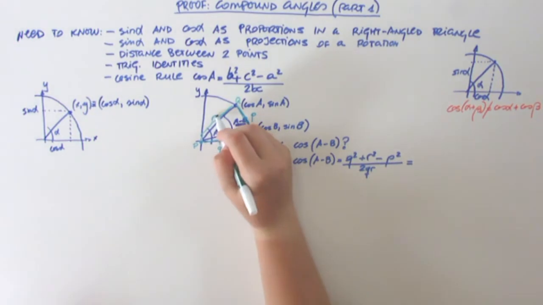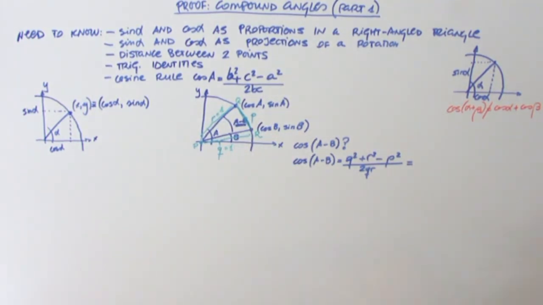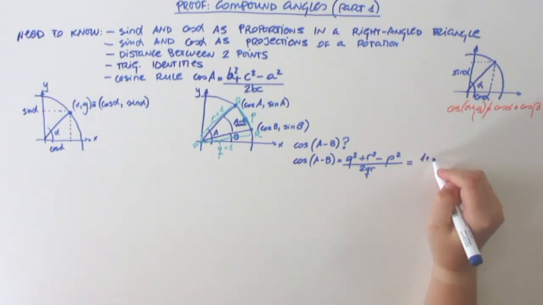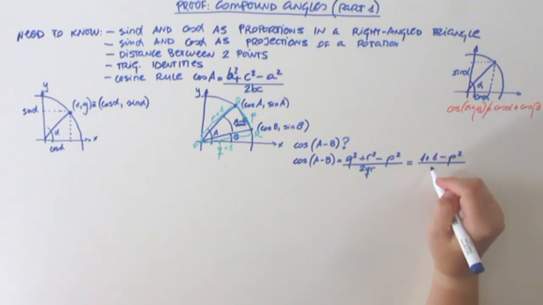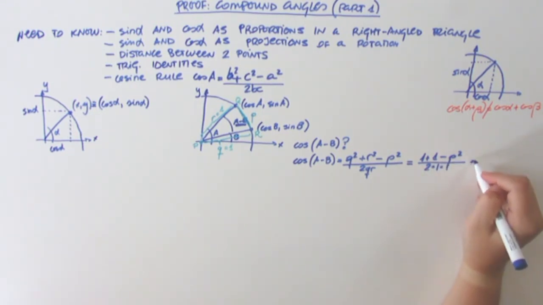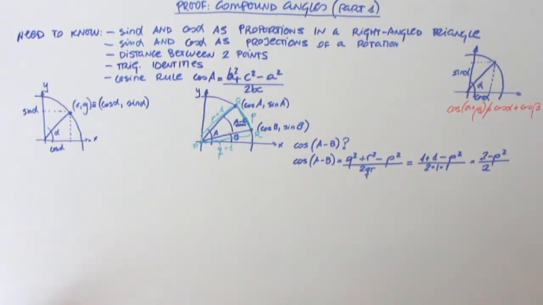So I can begin substituting, and I get Q squared equals 1, R squared equals 1, and 2RQ would be 2 times 1 times 1. So at the end, if I simplify, I have a formula for the cosine of A minus B: 2 minus P squared over 2. But it still depends on that distance, P.